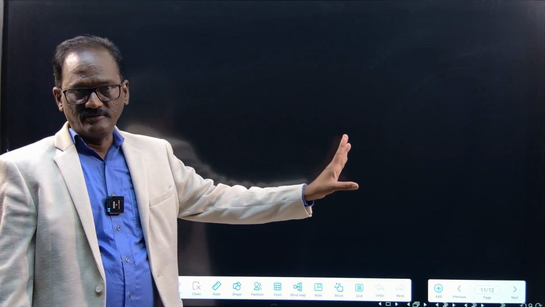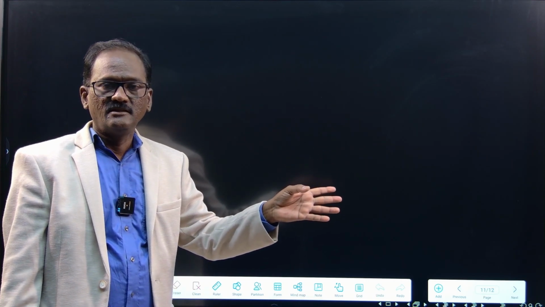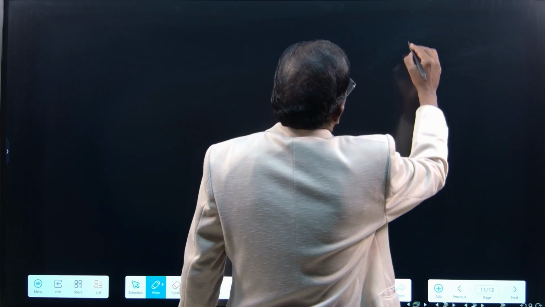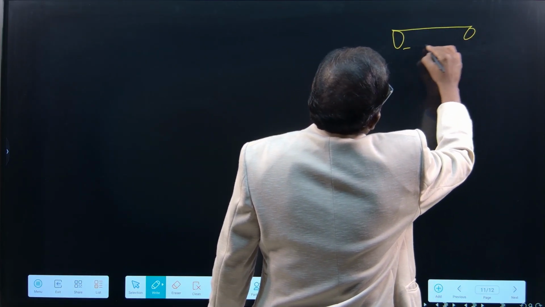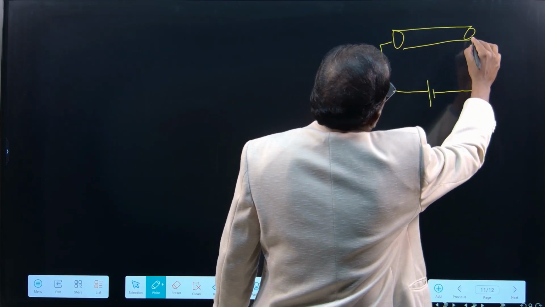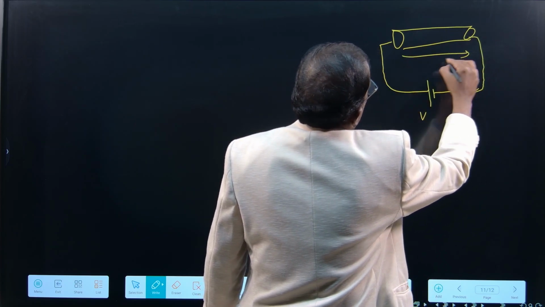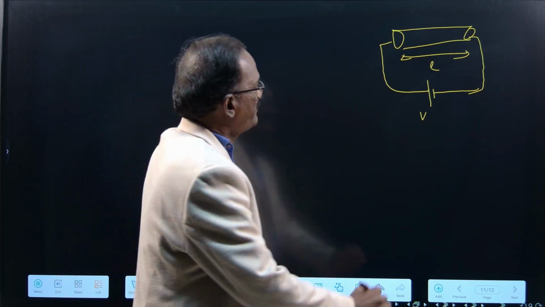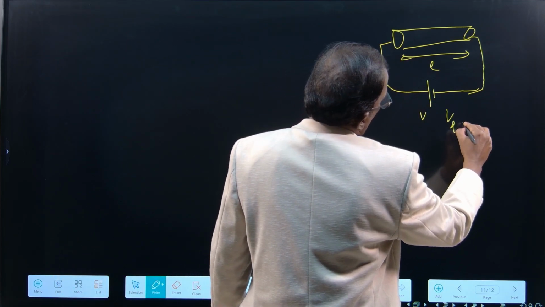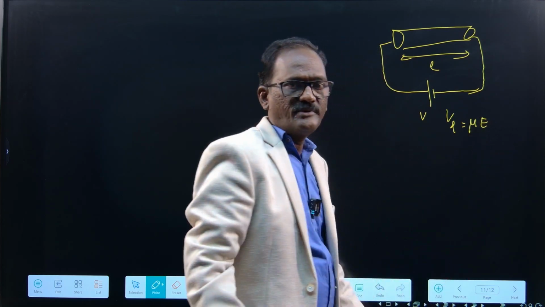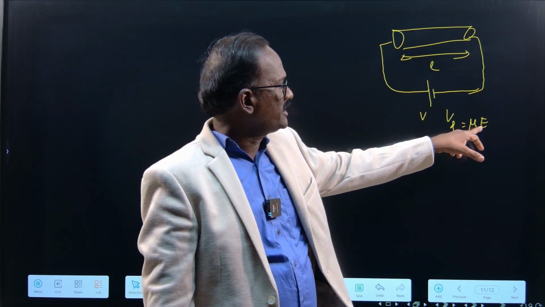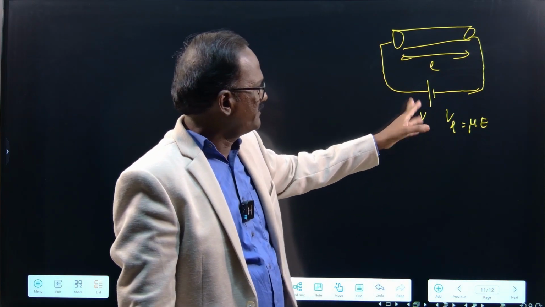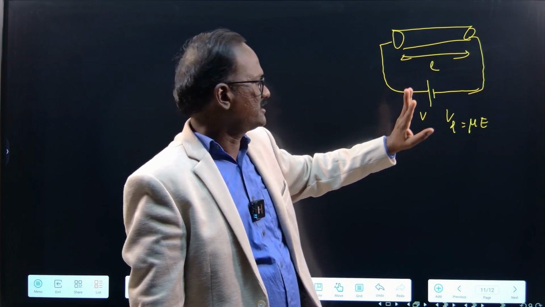Now E is the only variable. How is E varied? By varying the battery value, right? So this is L, and V by L gives me the electric field E value. So Vd is equal to mu into E only. If temperature is constant, mu is constant. The only thing is E, which makes the drift velocity variable, right? If V is kept constant, everything is constant, right?